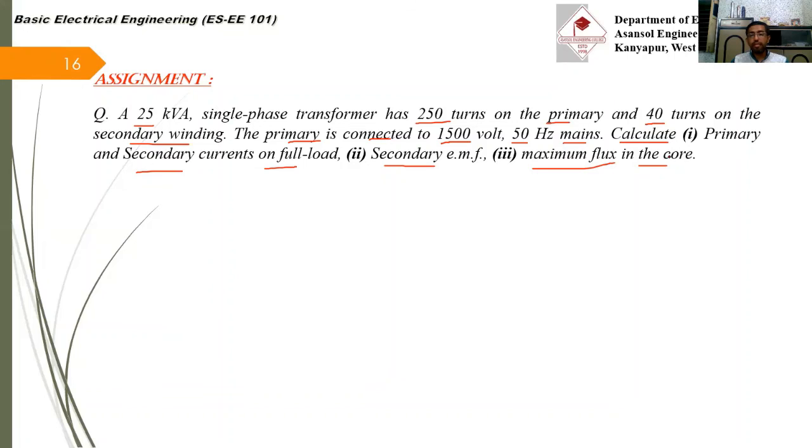Okay. So what are the primary and secondary currents? That means you have to find I1 and I2, right? And then the secondary EMF, that means E2. Next is the maximum flux in the core, that means phi max. Okay, so try to solve it and we will check whether you have done it correctly or not in the next session.